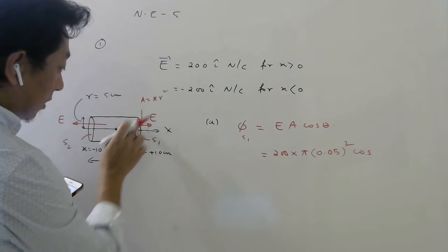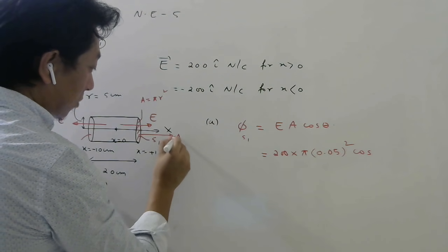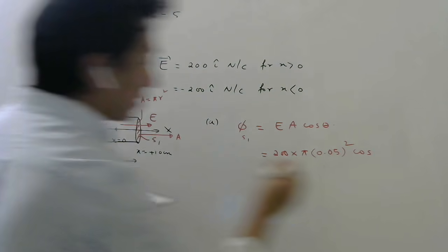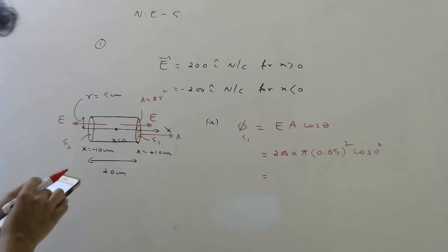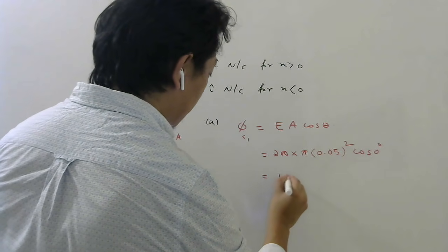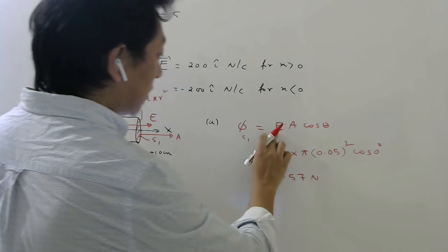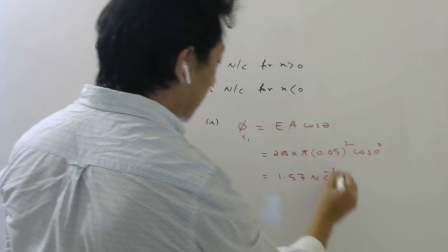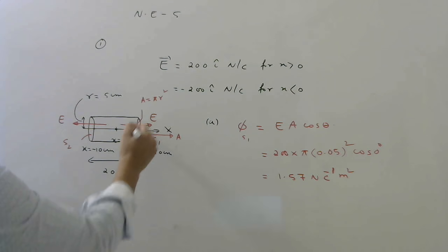The area vector for this surface will be this side, right? The area vector will be perpendicular to the surface. So the area vector and electric field are in the same direction. So cos of 0. So this you can simplify, use your calculator. You should get 1.57 Newton meter square per coulomb. What will be the unit of flux? Electric field is Newton per coulomb, area is meter square. So this is the flux through this flat surface.